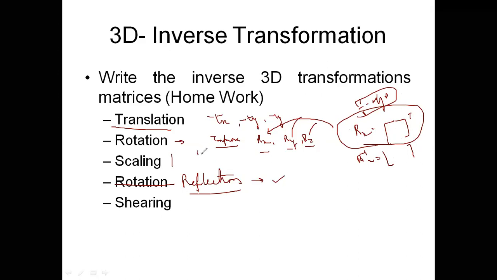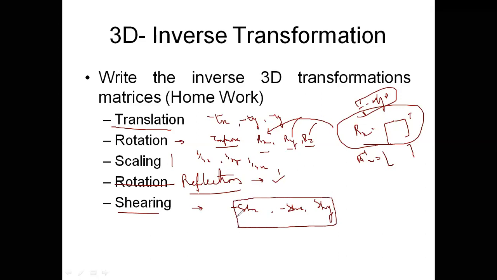For scaling, that will be 1/sx, which you did, 1/sy which you did in 2D. Now you have to do 1/sz as well. Okay, so this will be the scaling. And what will you have to do for shearing? Minus shx wherever it is, minus shz, meaning simply negate the values wherever the parameters of shearing x, y, z are used in the respective matrices.